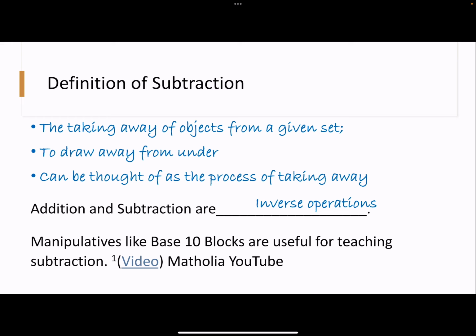One useful way of teaching subtraction, of course, is to use manipulatives like the base 10 blocks. They're very useful for teaching subtraction. It's very important for students at a young age to be able to visualize things and to be able to see things. So we're going to take a moment and we're going to go to a video that I found on YouTube that talks about how we could use manipulatives to teach subtraction in our elementary class. So let's take a moment to look at that.